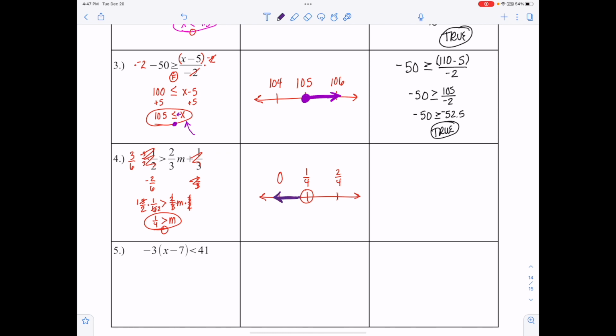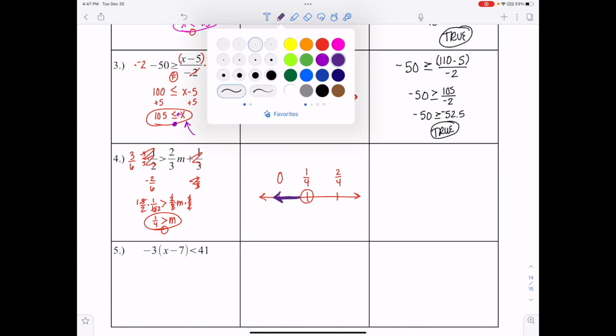And there's my arrow. So the numbers are all less than negative 1/4, or just 1/4. So let's go ahead and test this out. We just need to pick something on that line. 0 is a great thing to pick. That's super nice and easy.